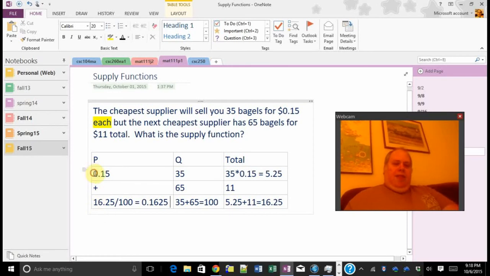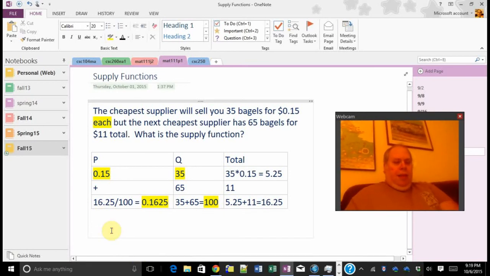So now I know this column gives me a price and quantity. We still do use price and quantity like the demand function, and that's going to be 35 for 15 cents each. And then we have a new price and quantity for buying from both, which is going to be 16.25 for 100. So that gives me what I need.